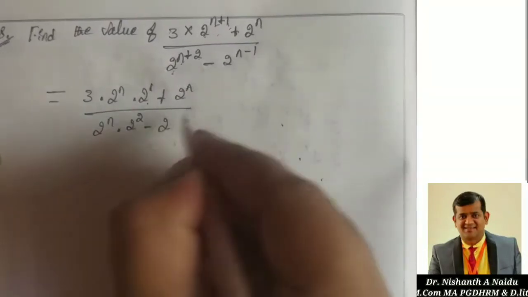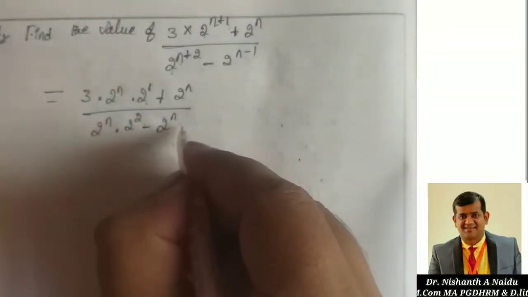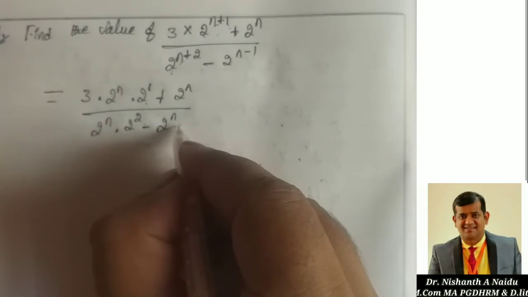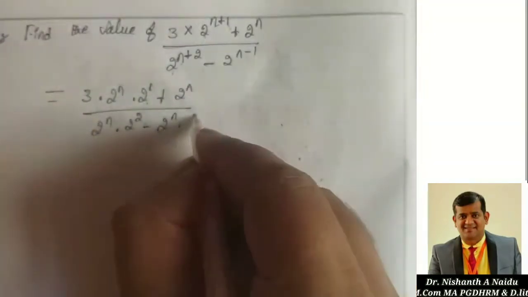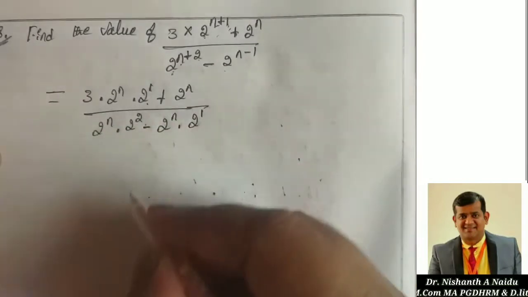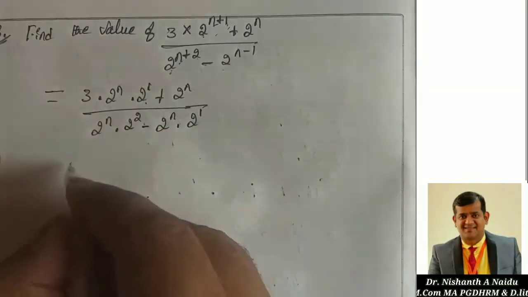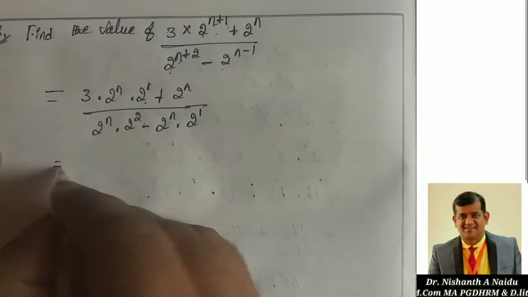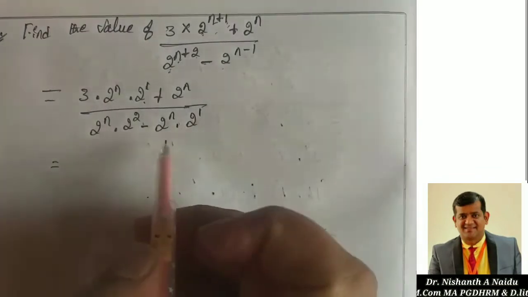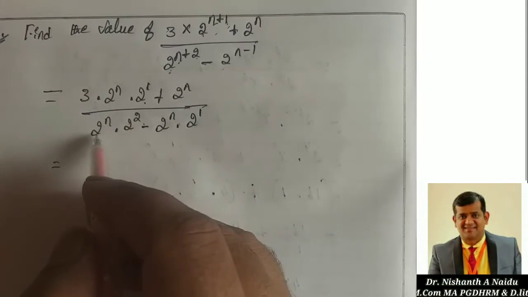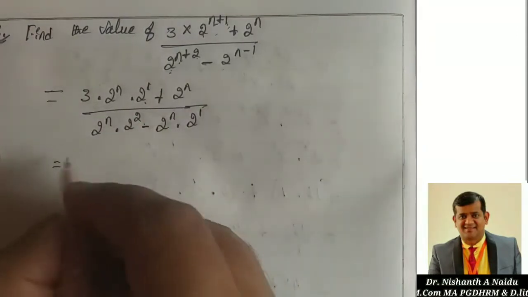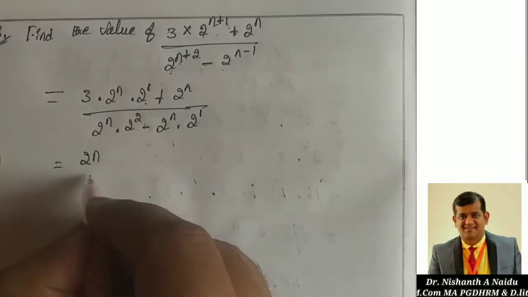Minus, split again, 2 to the power of n into 2 to the power of 1. Clear? So this is what we call splitting up. Now I'm bringing this 2^n out. Whenever I bring it out, wherever 2^n appears, that will be considered as 1.